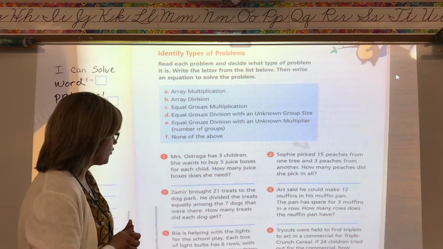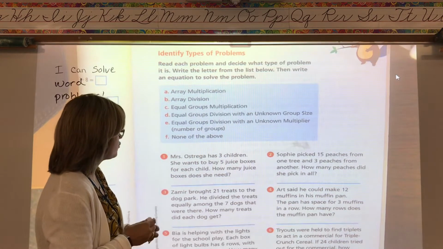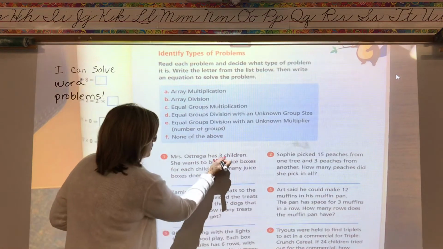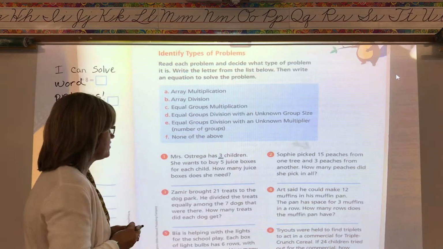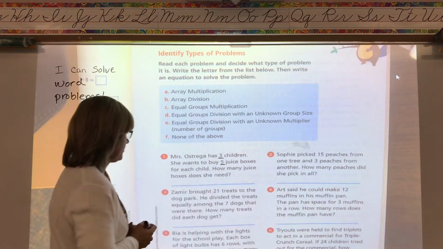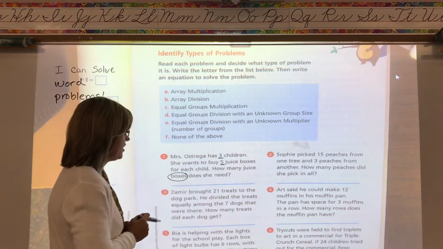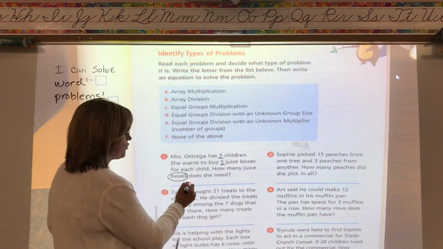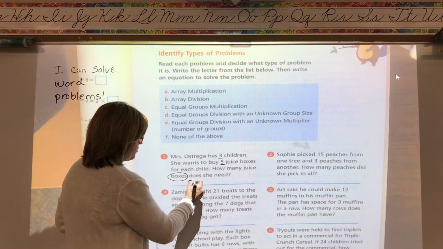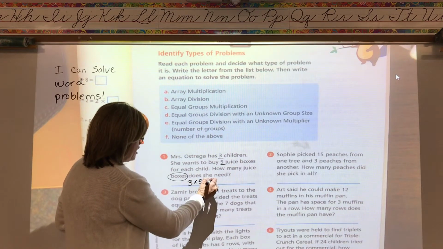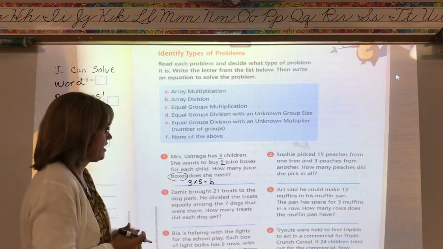So if you look at the first one, it says Mrs. Ostrega has 3 children. We're going to underline 3. She wants to buy 5 juice boxes for each child. How many juice boxes does she need? Well, the first thing we're going to do is to write out our equation. So we know it's going to be 3 times 5 equals B for boxes.